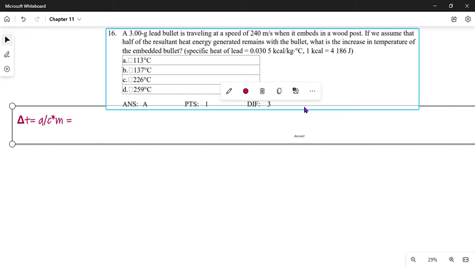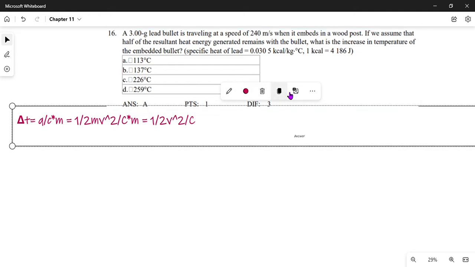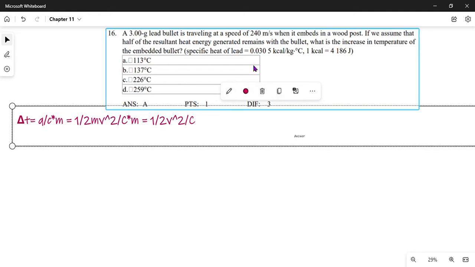So it is half mv square over the specific heat capacity times the mass. M and M cancel, so it is half v square over the specific heat capacity. He gave us the specific heat capacity in the unit kilocalorie per kilogram degree Celsius, so we wanted to convert this unit to joule per kilogram degree Celsius.